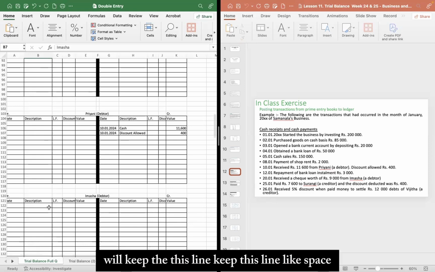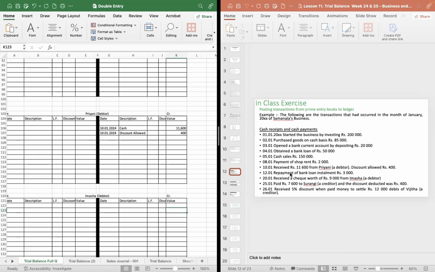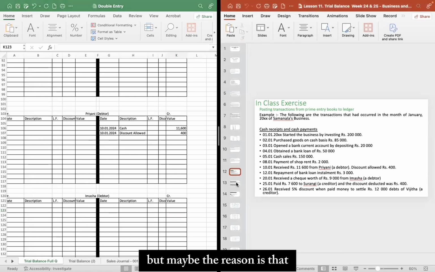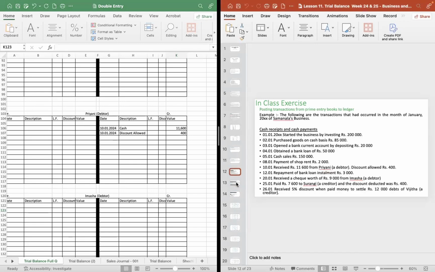Okay. We'll keep this line like space for the time being, because ideally this should carry a balance, right? But maybe the reason is that they have carried out other transactions here before earlier.